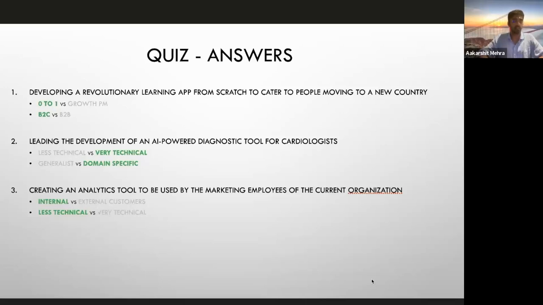Lastly, creating an analytics tool to be used by the marketing employees of the current organization. As the description suggests, this is something that you're building internally for your organization. So it is an internal product management role. As I said, no product management role is a non-tech role. It's less technical or very technical. I think this is one where you don't necessarily need a very technical product manager. The end customers are marketing employees. You'll be building an analytics tool. Of course, you'll have to work closely with engineers, but you don't necessarily need deep technical expertise to be able to build a product of this kind.